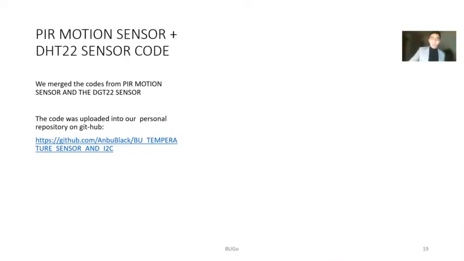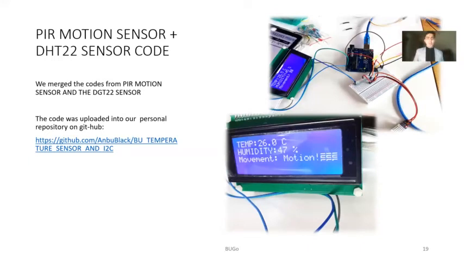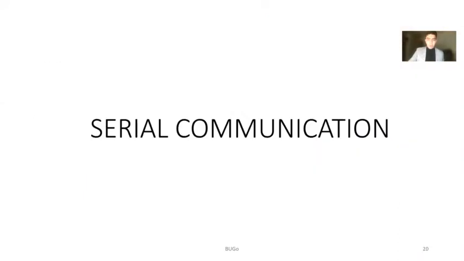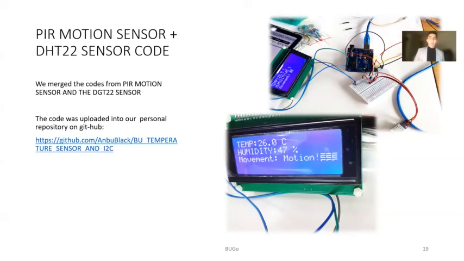What we did in our project is connect the PIR motion sensor and the DHT22 sensor together in the same code, so it can display on the LCD the temperature, the humidity, and whether a movement happens or not. This code is available on our GitHub account, so you can follow the link. This code is already uploaded to our repository on GitHub.